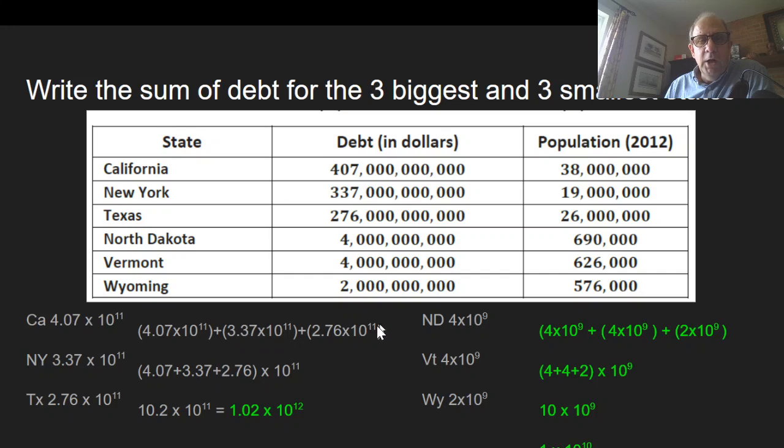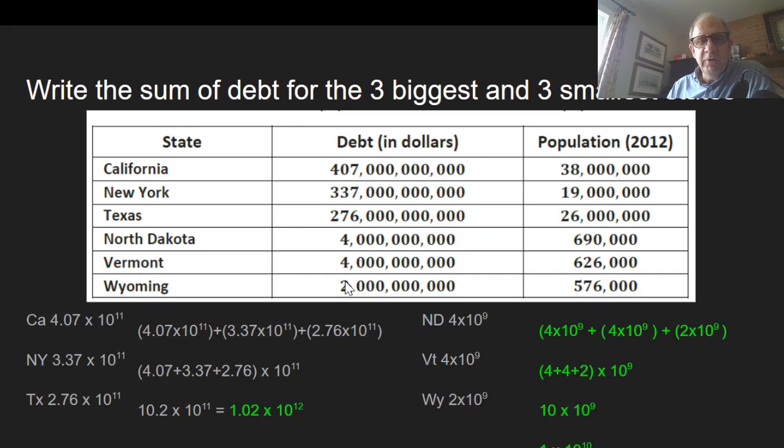If I add them all up, they're all in 10 to the 11th, so I can add up the numbers. And 4 plus 3 plus 2 is 10.2. But I've got to put it in scientific notation, so I've got to move this 1 more spot. That means I add 1 more power of 10. So I have 1.02 times 10 to the 12th debt. So that would be, if that was trillions, that would be 1.02 quadrillion. Let's see, hundreds, thousands, millions, that's billions. So this is 1.02 trillion.